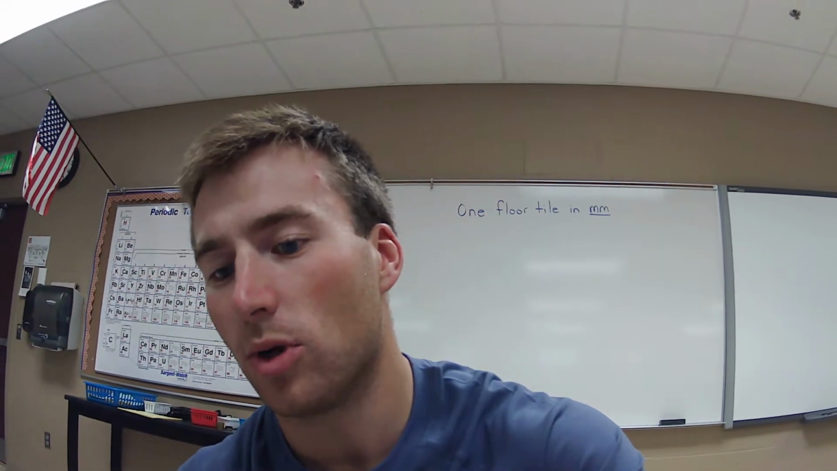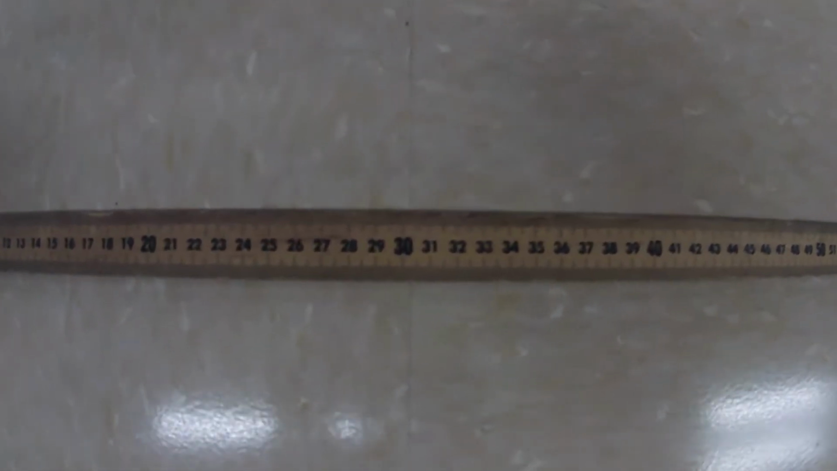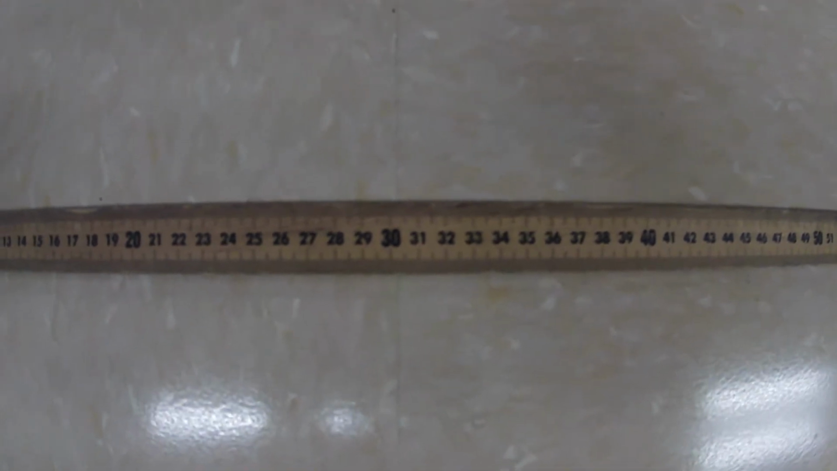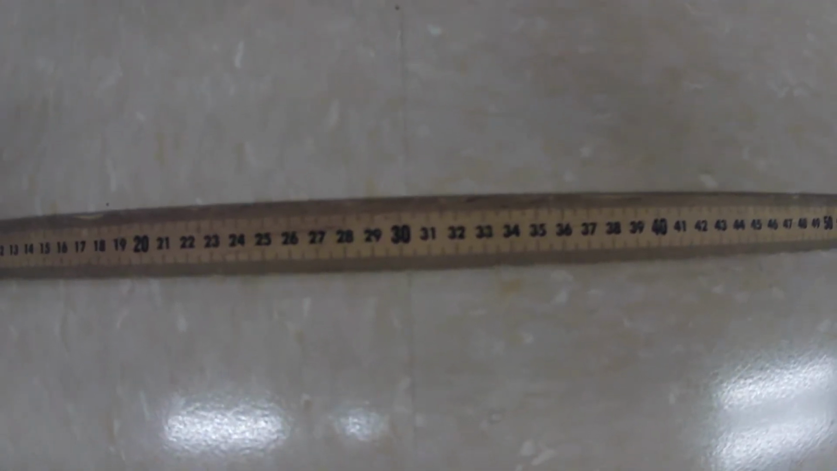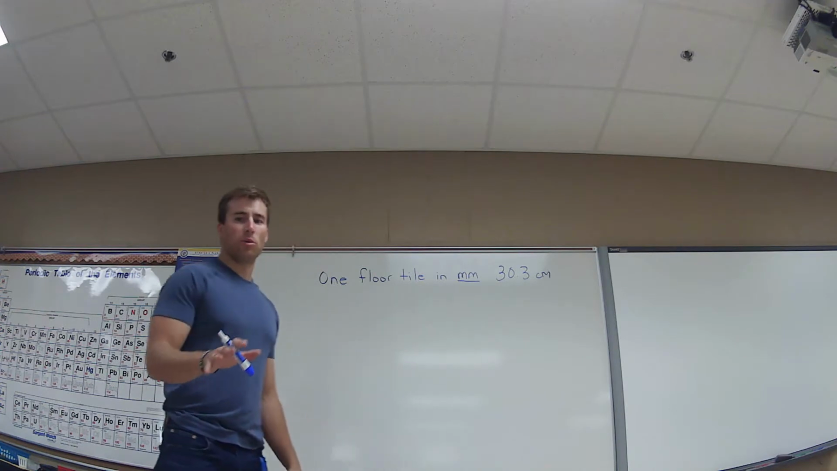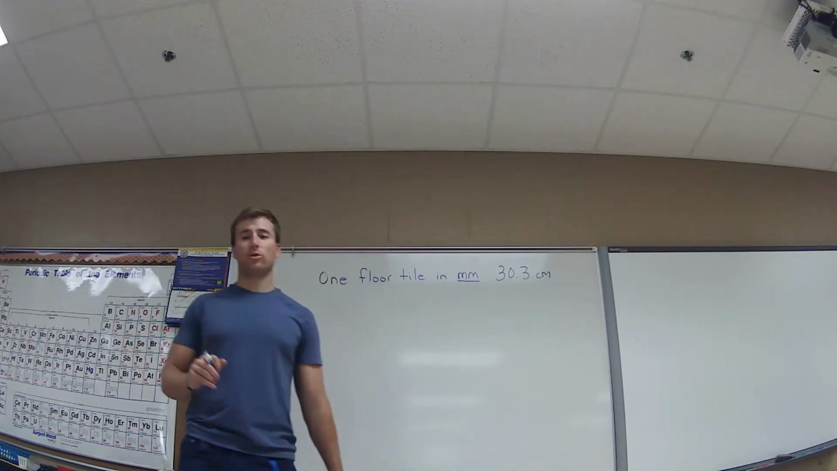Let's see if we can get this one. So we've got one floor tile here with a metric meter stick, and it gets a little blurry, but I want you to do your best. What value is that line at on the meter stick? Give me your best answer to how long that floor tile is. So hopefully you saw that our floor tiles are about 30.3 centimeters long.